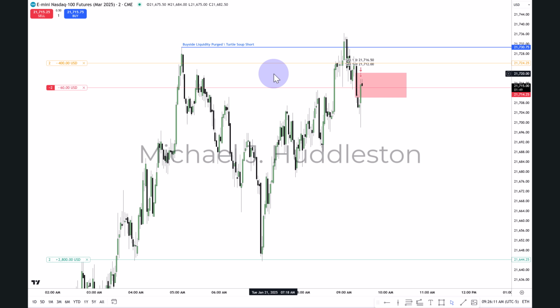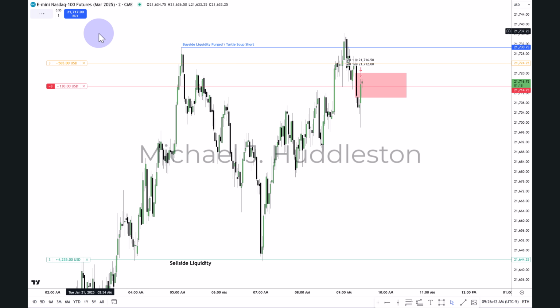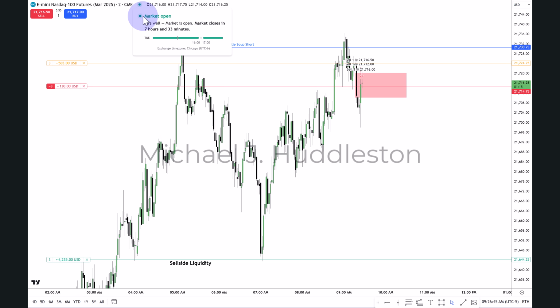All right, so presently short 2. Risk is defined at the high of the SIBI. And again, aiming for the sell side liquidity down here. This is kind of like a classic setup where we've already ran out liquidity prior to the opening bell at 9:30 Eastern time. So we have a shift in market structure, and I'm adding more here.